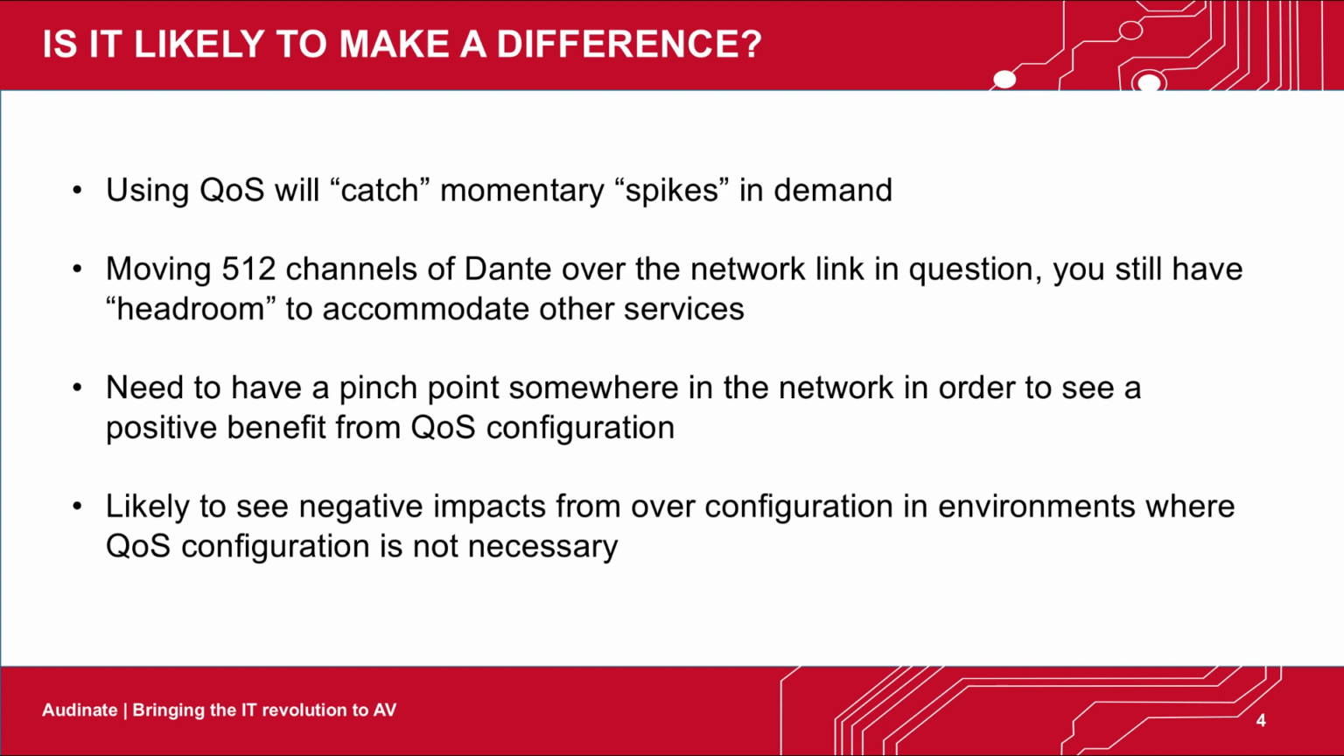The final point here is that it's entirely possible that you will see negative impacts if you get things wrong in complex QoS configurations where it's not really necessary. One of the most common support calls Audinate gets tends to be due to incorrect QoS configurations. If you have overconfigured your switch by any chance, you don't need to panic. Just get out a paperclip and reset the switch. Check if things work as they should. The chances are it will.